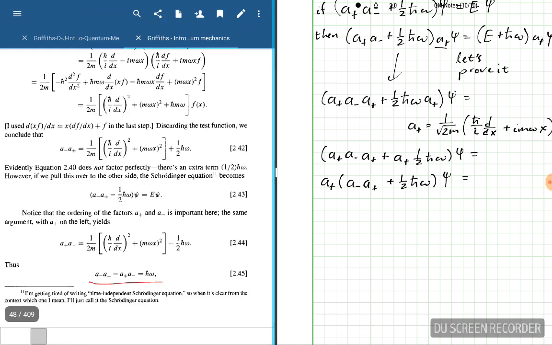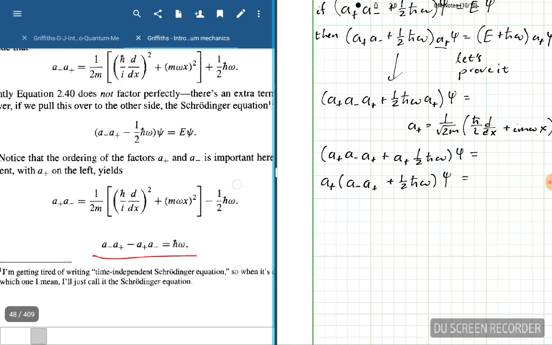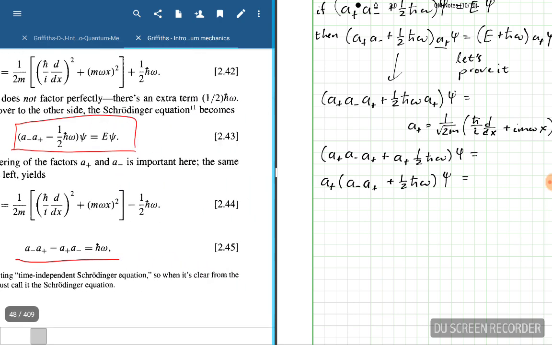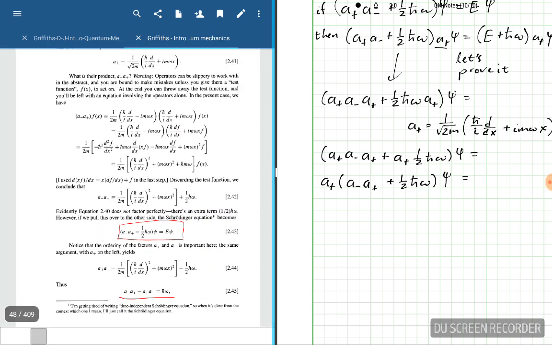I'll go back here in my Griffiths book to take a look at that. I would like to take advantage of this other equation. But I have a minus times a plus 1/2 h bar omega. In order to exploit this equation 2.43, I need to get a minus h bar.